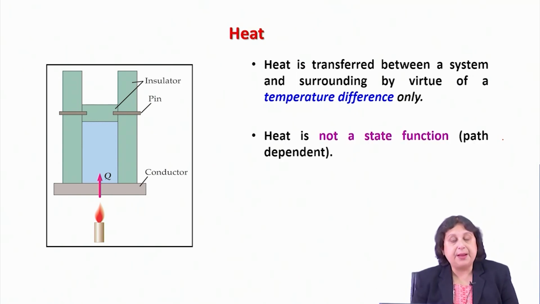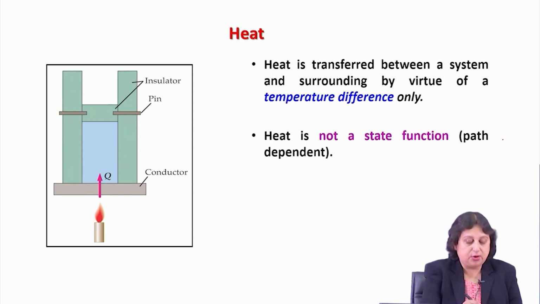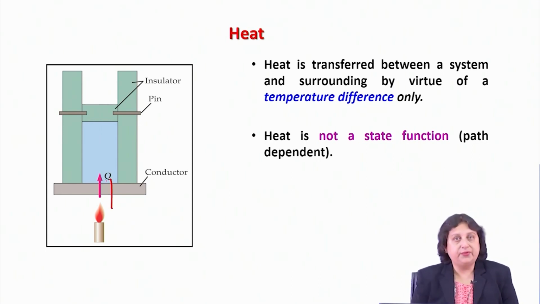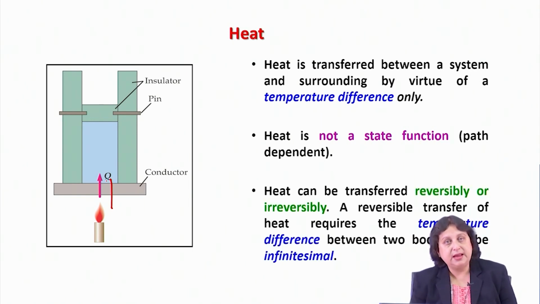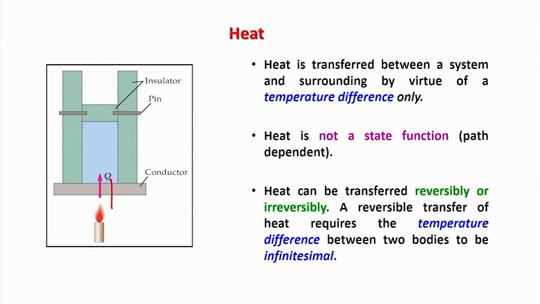And since it appears during the change in state and it appears across the wall, therefore heat is not a state function. And therefore, it depends on the path that the system has taken in going from the initial state to the final state, during which the heat is exchanged between the system and the surroundings. And heat can be transferred reversibly or irreversibly.